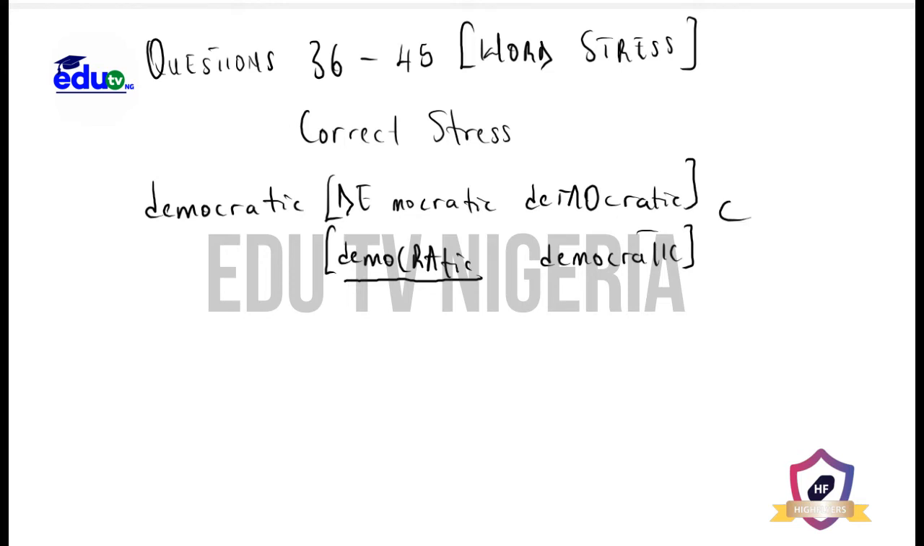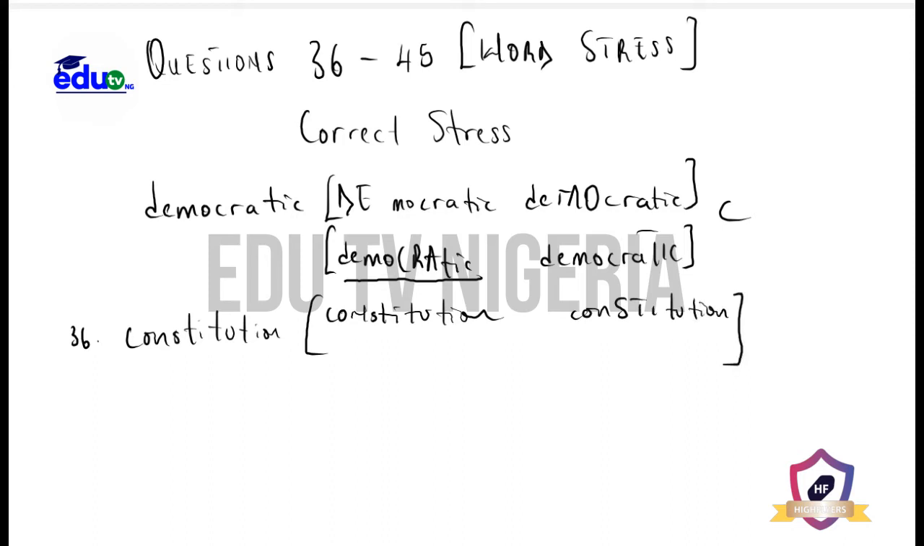Democratic. Now this is an example. So let's look at question number 36. We have the word CONSTITUTION, and we have option A being CON stressed, option B, option C, and option D.